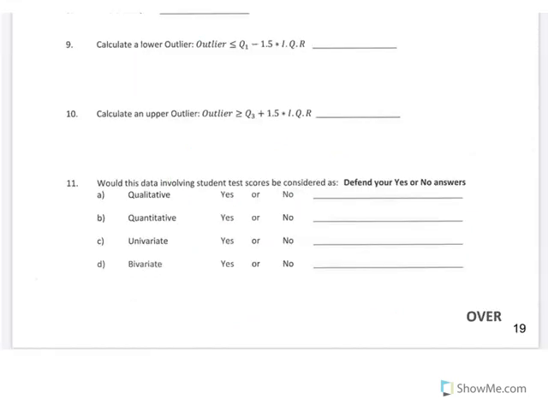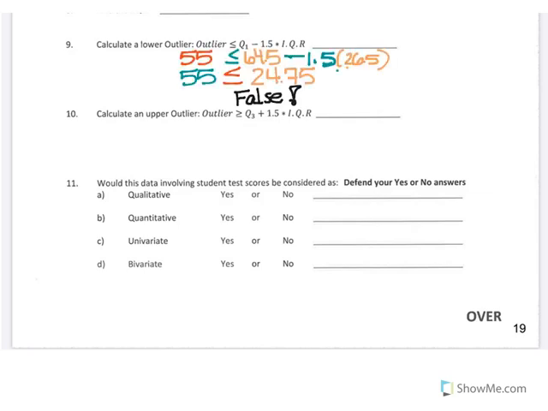Okay, on to question 9. In question 9, you have to calculate to see if there is a lower outlier. You plug the information that you already found, which is Q1 and the interquartile range, into the formula. When calculating for a lower outlier, you plug in the smallest number in your list to see if that's an outlier. And we proved that this is false. 55 is certainly not less than or equal to 24.75, so therefore there are no lower outliers. And remember, this triangle with the 3 dots stands for therefore.